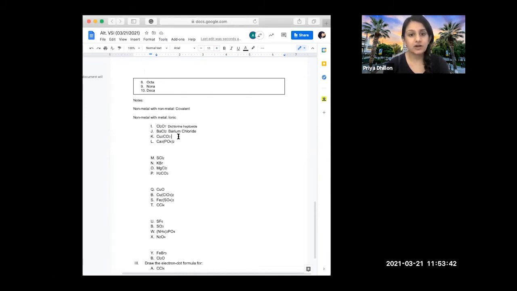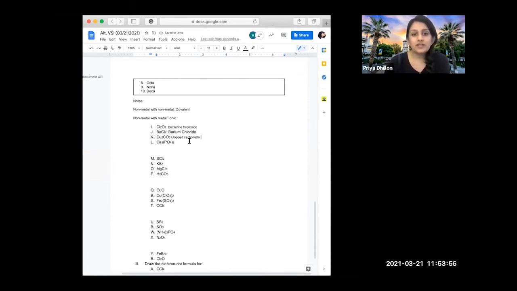Yes, it is copper carbonate, but there is one more thing which you may not be familiar with, but let me work on it. So basically, for this, the difference is we have to put a Roman number, and then I'll explain why. So let's write the charges first.